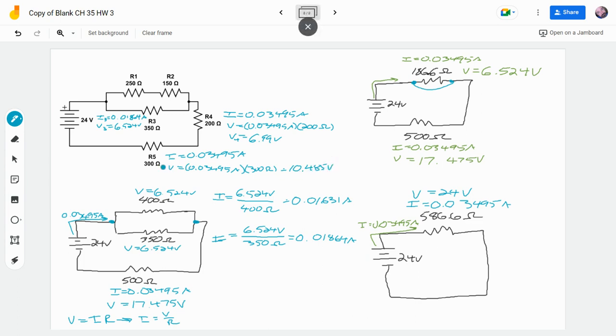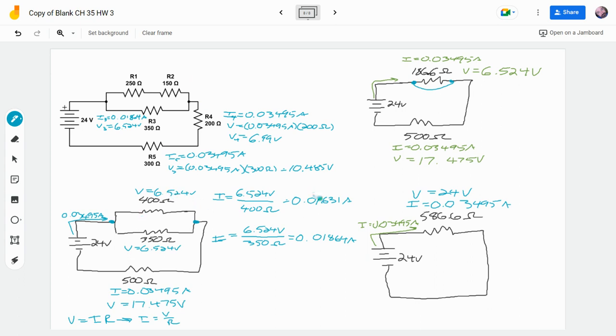Okay, so now I know, what do I know? I know I5 and V5. I know I4 and V4. I know I3 and V3. Now we have to figure out what's going on up here with R1 and R2. At this point, I do know the voltage across the whole thing. The voltage across the whole thing is 6.524, but that's not going to be the thing that helps me.